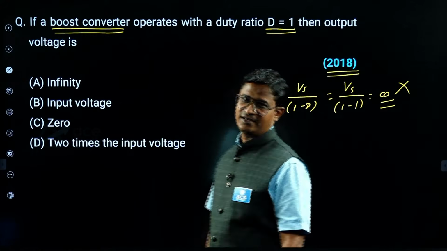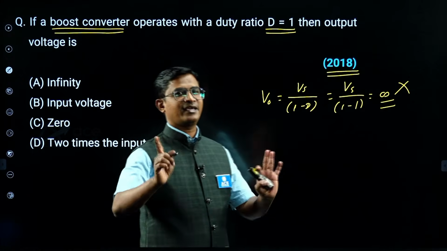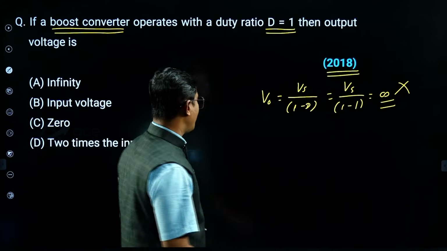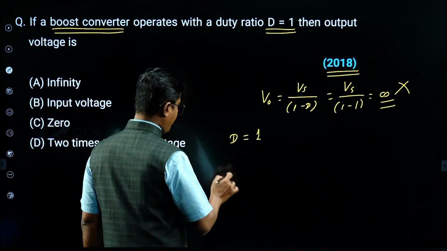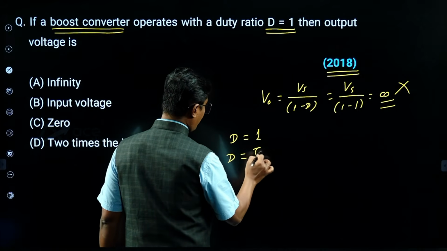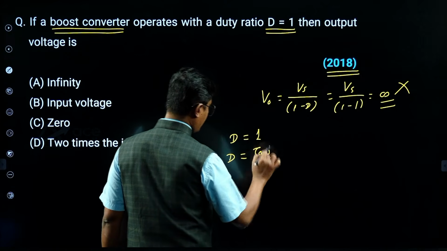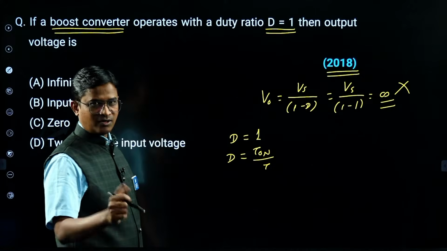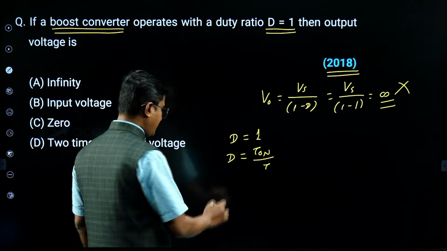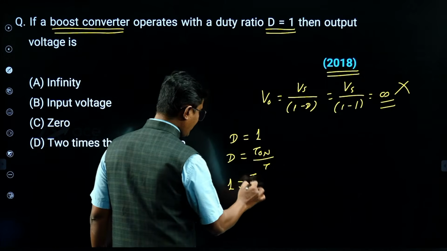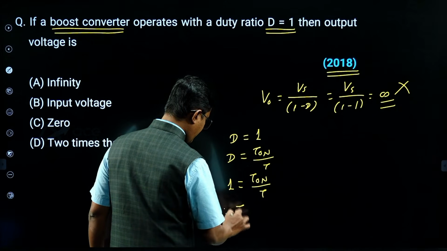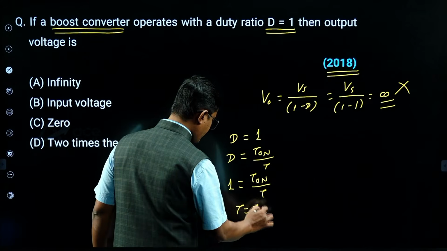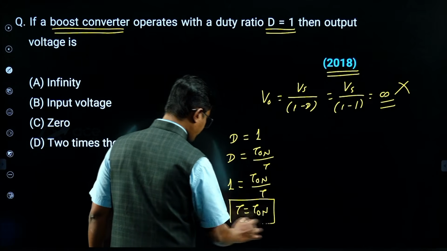Theoretically it is okay. But tell me in practical case, if duty cycle equal to 1, what is D? D equal to T on by T. If D is equal to T on by T, then D is 1. So 1 equal to T on by T. So can I write here T equal to T on? Means my on time and total time both are equal.